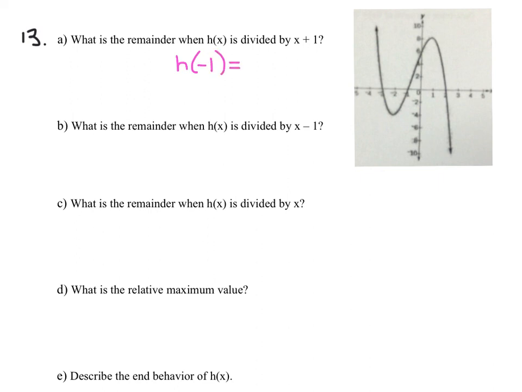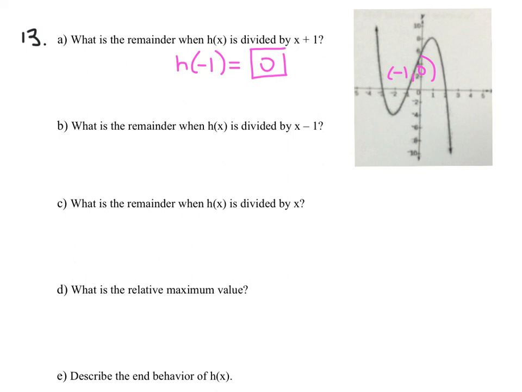All right, well, let's look at our graph. If we go over to negative 1, you'll see that the graph right here goes through the point negative 1, 0. So what that means is the y value is 0. So h of negative 1 is equal to 0, okay? That's what the remainder would be if h of x is divided by x plus 1.